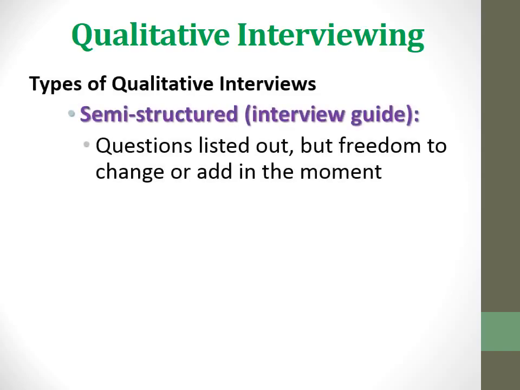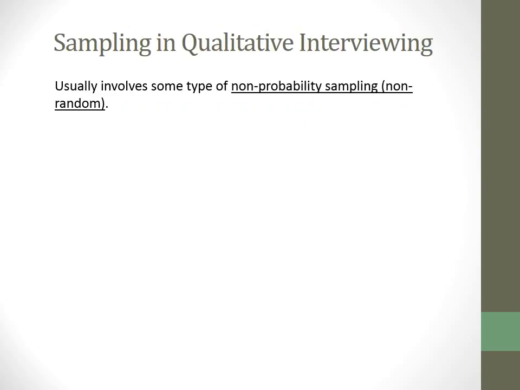Semi-structured interviews are the most commonly used type of qualitative interview. Interview guides are used in semi-structured interviews, and they include several predetermined open-ended questions. However, they are non-random sampling, and this is because qualitative research is often exploratory, which means that not much is known about the topic and it can be difficult to find potential participants.